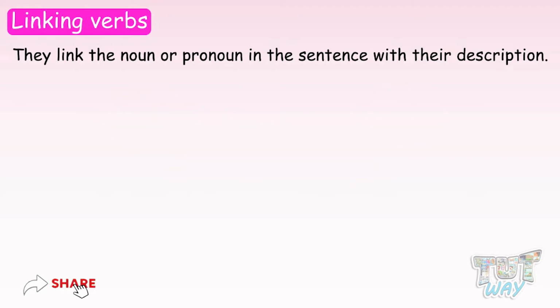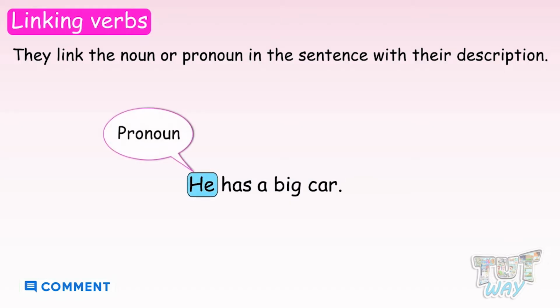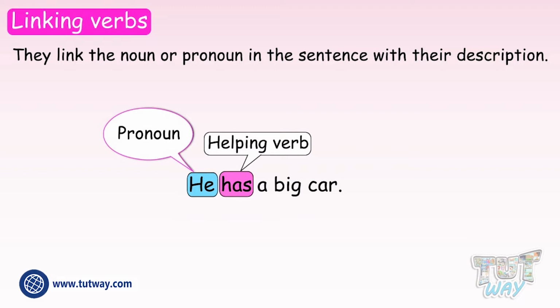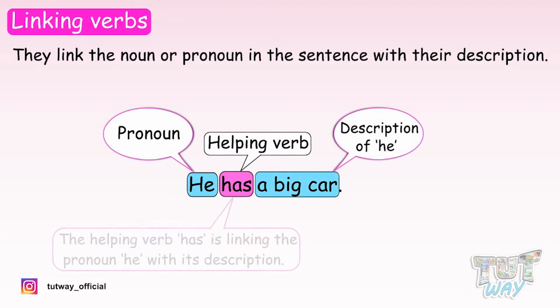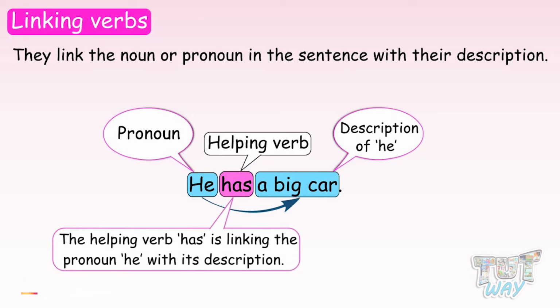Let's learn another example. He has a big car. Here, he is a pronoun. Has is a linking verb. A big car is a description of the pronoun. The linking verb has is linking the pronoun he with its description. So kids, linking verbs link the noun or pronoun with its description.